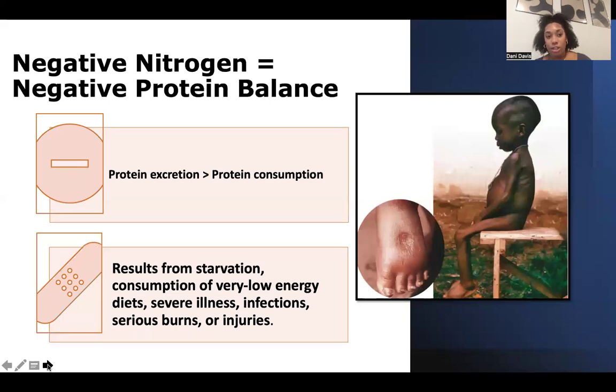So negative nitrogen equals negative protein balance. That means protein excretion is greater than protein consumption, so you're losing more than what you're actually eating. This results from starvation, consumption of very low energy diets, severe illness, infections, serious burns, or injuries. Somebody in this state over a long period of time may experience large amounts of weight loss, or actually fat loss, and muscle wasting. They could qualify for malnutrition, or they would be in that category.